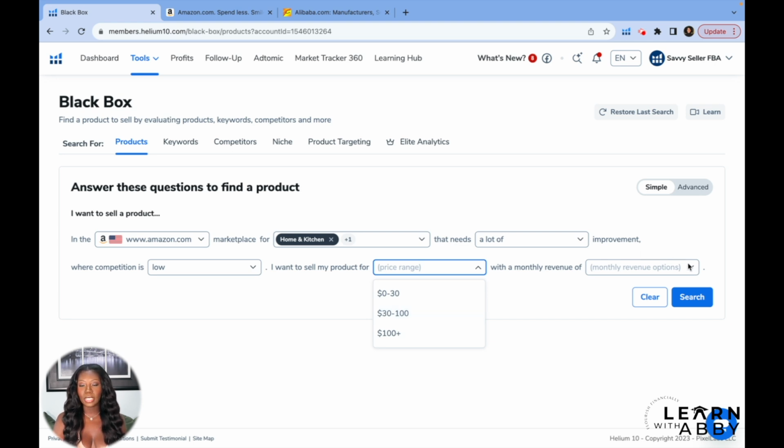And then last but not least, it's asking with a monthly revenue of blank. So how much money do you want this product to be making every month on Amazon? Keep in mind that revenue is not profit. So when we're saying revenue, that's just how much money these products are making in sales. That is not how much money they are making in profit.